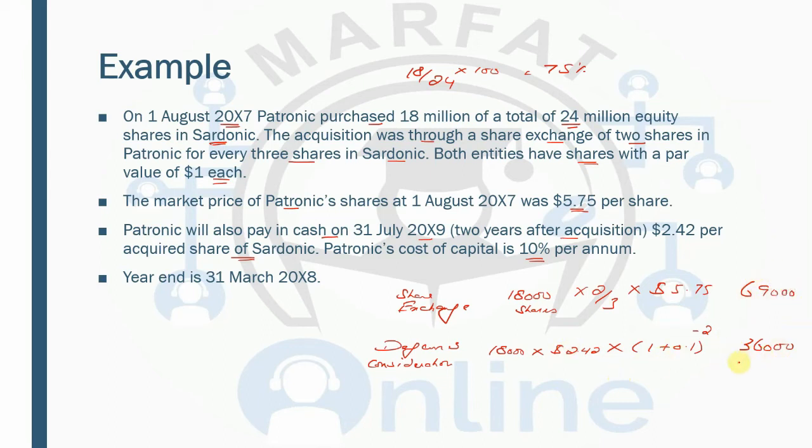So this is how the consideration is calculated, but this 36,000 is the present value. After 1 year you have to unwind it. So unwinding will be 36,000 at 10%, which is 3,600. That will be recorded as the finance cost in the consolidated statement of profit or loss. So this is how you calculate the contingent or deferred consideration.